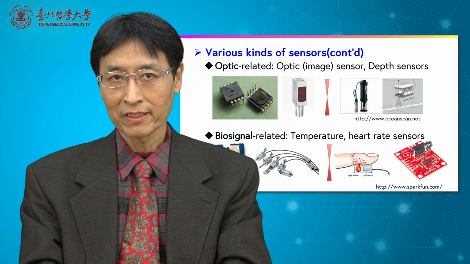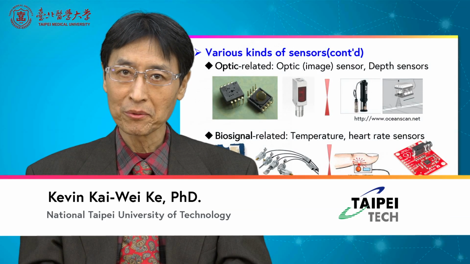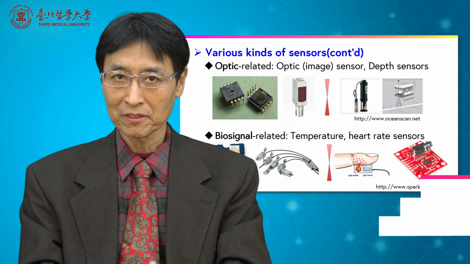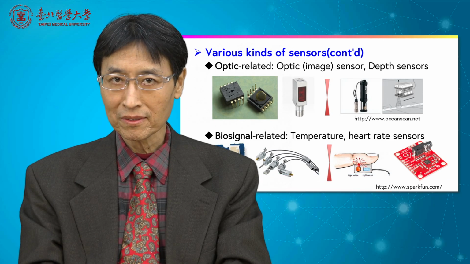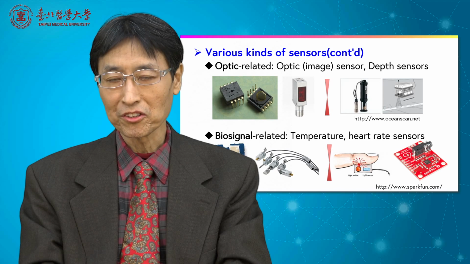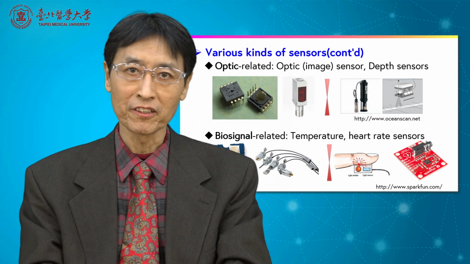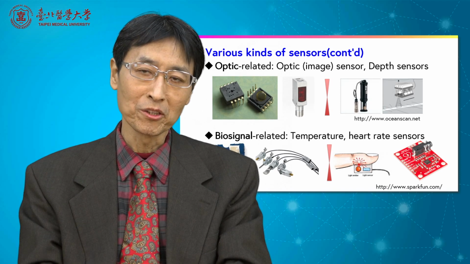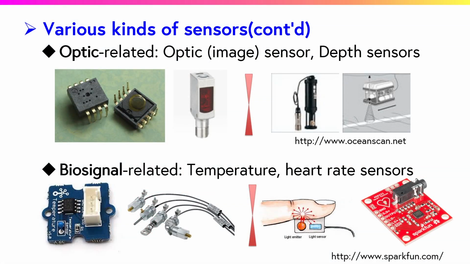Okay, we have two more. The first one, optic related, basically uses the principle of optic operations. So we can measure images based on the reflection of the optic signal, and also we can use the reflections to measure depth, similar to the distance of the sensor.